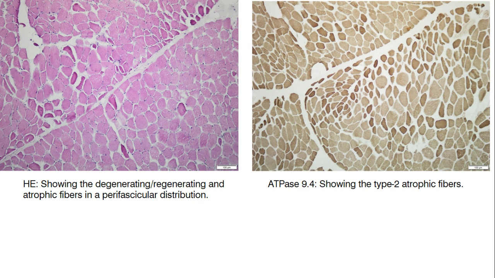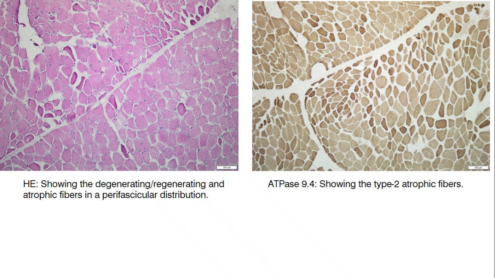So hematoxylin eosin, looking at this, these are the septi, those fascia fibers. You do see these hyperintense by the fascia. Those are kind of degenerating fibers. Pyknotic is the other terminology. I used to like histopathology a long time ago. Yeah, my old love. So showing the degenerating regenerating fibers in a perifascicular distribution, pretty obvious. So this is ATPase 9.4 showing the type 2 fiber atrophy.